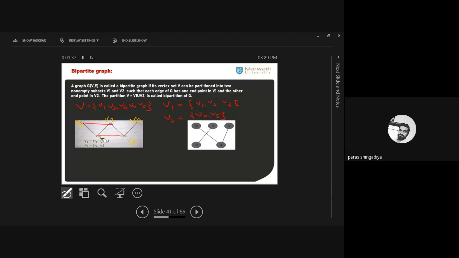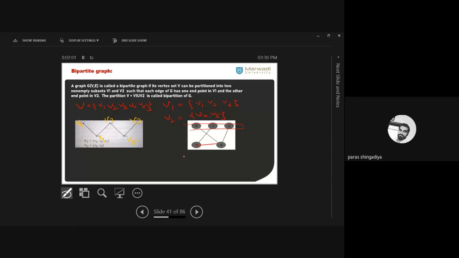And then after, a second graph is also given, which includes 3 vertices in one partition, 0, 1, 2, and 2 vertices in another partition. Okay? So 0 is connected with 3, 0 is connected with 4, 1 is connected with 3, 2 is connected with 4. Clear? But here there is no edge between 3 and 4. If there is an edge there, then it is not bipartite.